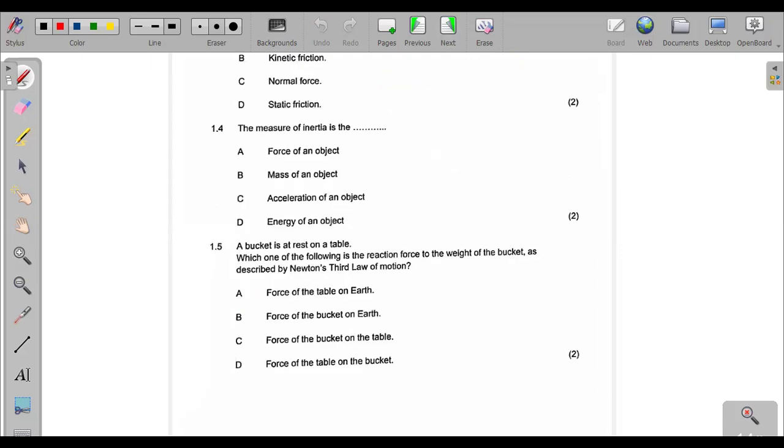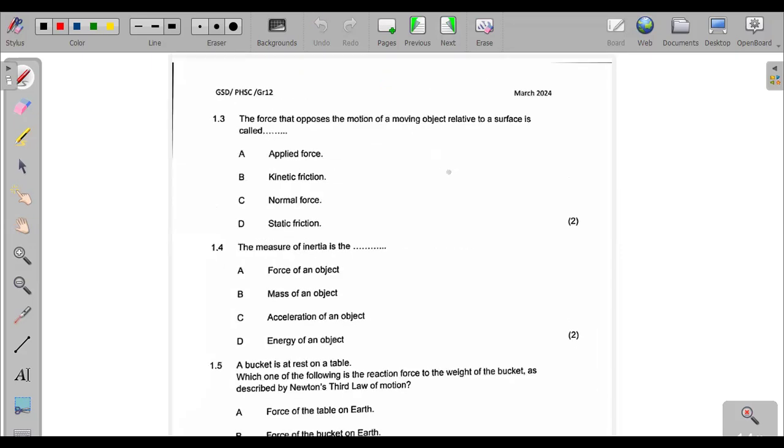1.3 says the force that opposes the motion of a moving object relative to a surface is called kinetic friction, and of course for a stationary object it becomes static friction. So that's 1.3, and the answer is B.